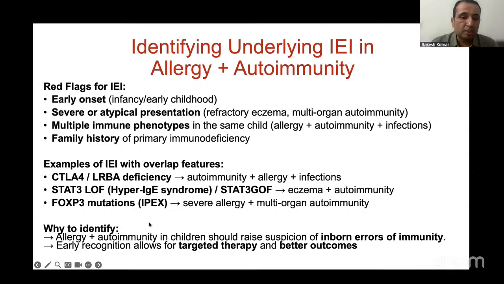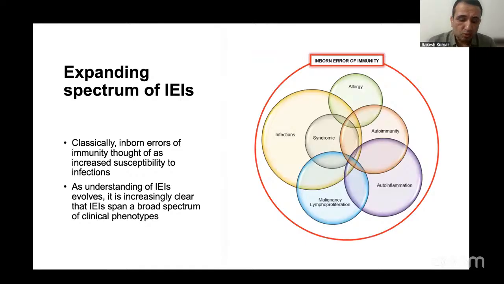So why is it important to identify? Because allergy and autoimmunity in children should raise suspicion for IEI, and early recognition allows for targeted therapy and better outcomes in these patients. The term inborn error of immunity has been used only in the last 5 to 6 years. Previously they were called primary immune deficiency.